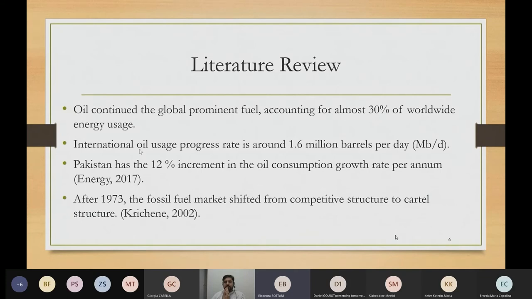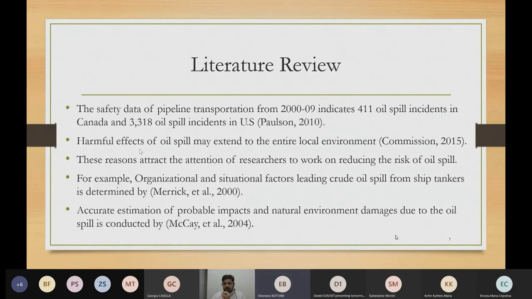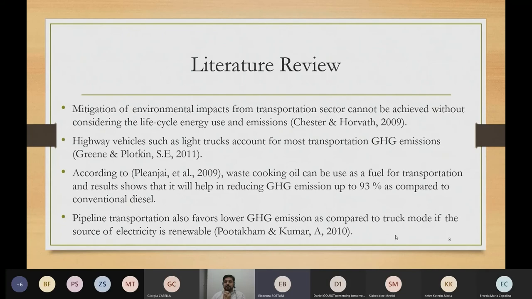I don't want to go into great detail because we have already filled the gap in the literature review: in the developing countries, no such study has taken place. So the novelty of this study is that we present a feasible model to the government officials, that if they construct a pipeline between these two destinations, it will really improve the transportation, reduce the cost of transportation, and definitely not impact the environment too much.